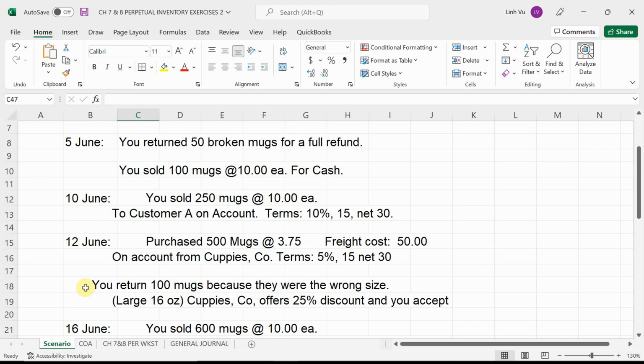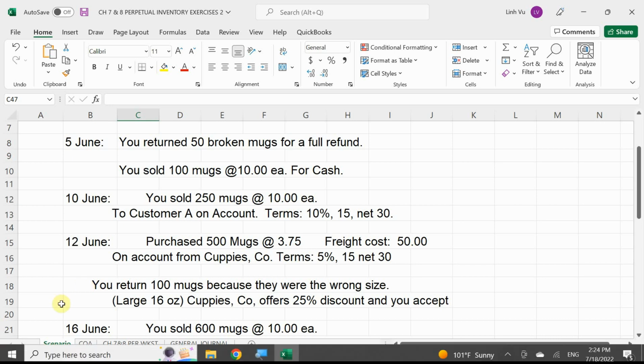Good so far? So let's go ahead and move on to the 12th here. June 12th, we end up purchasing 500 mugs at $3.75 each with a freight of $50. And we placed it on an account from Cuppy's Co. and they gave us another term for this inventory here to be 5%, 15 net 30. So in this case, we just made another purchase here. So how do I record a purchase of new inventory?